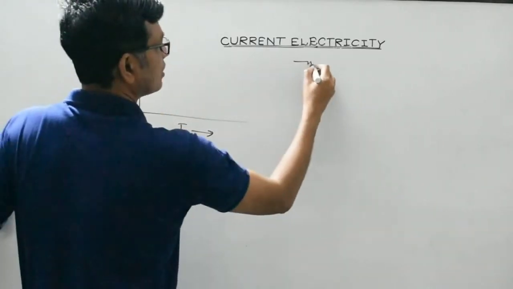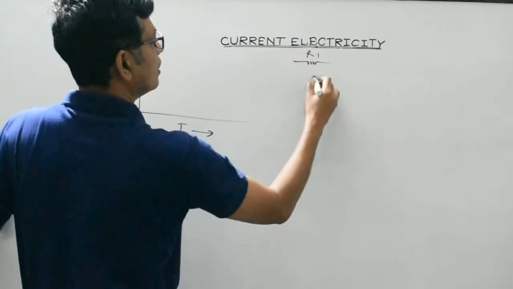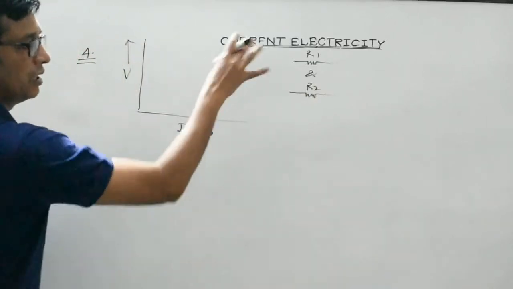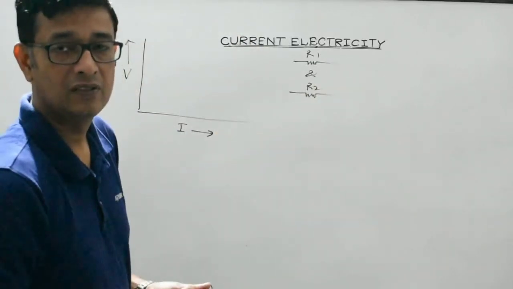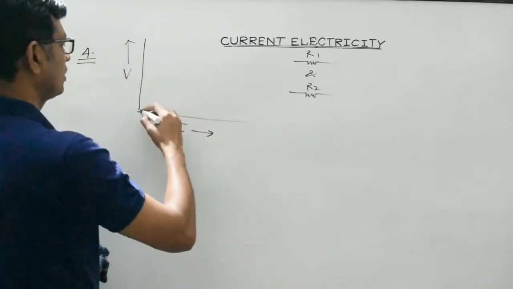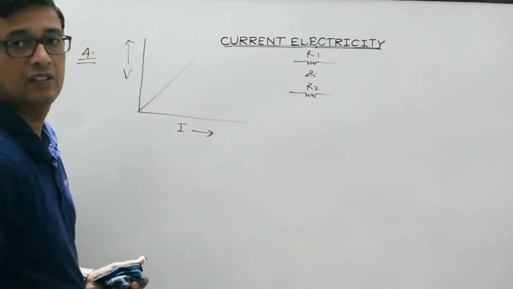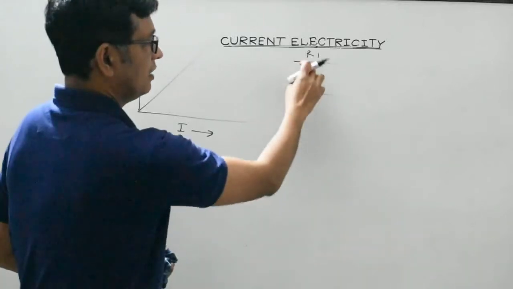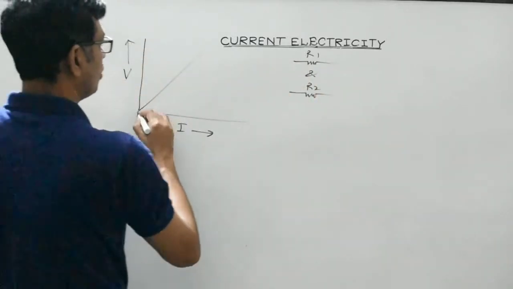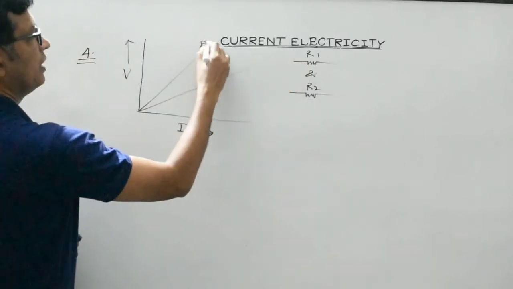So two resistors are given. This is R1 and the second one is, suppose, R2. They are first joined in series, right? And then the graph between V and I is plotted. Suppose the graph obtained is like this. Any graph. And then the same two resistors are connected in parallel, and then again the VI graph is plotted. So suppose this is A and this is B.